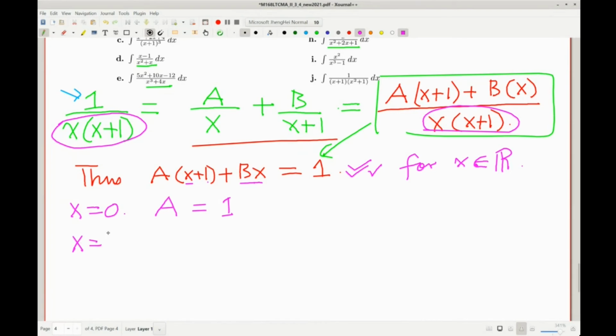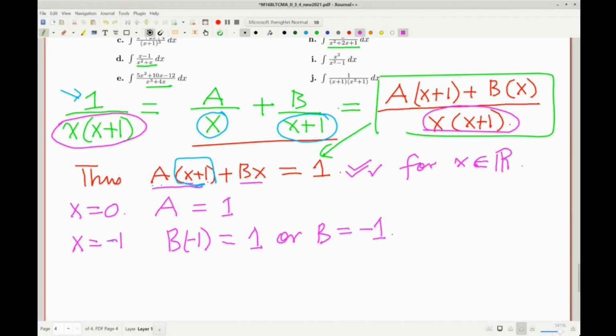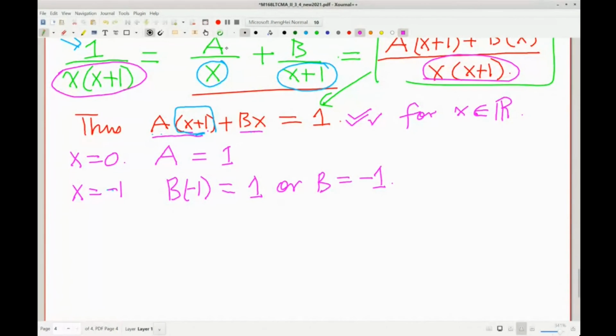The next time, we're going to take x equal to -1. This will make the A term disappear. Why are we choosing these zeros? We essentially put 0 in the denominators of these, and it works out that it kills these terms: it kills A in the case of x equals -1, and kills B in the case of x equals 0. So we take x equal to -1, and the A term is gone. We get B times -1 is equal to 1, which means that B is equal to -1. And so we have now computed our terms A and B.